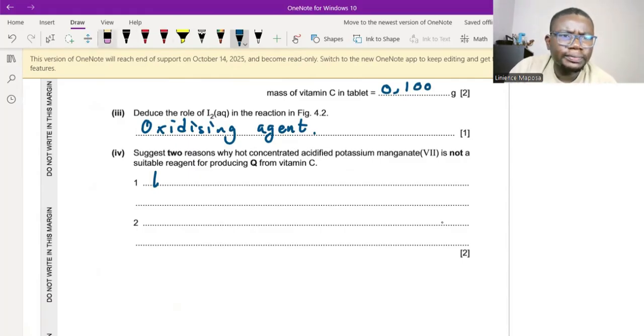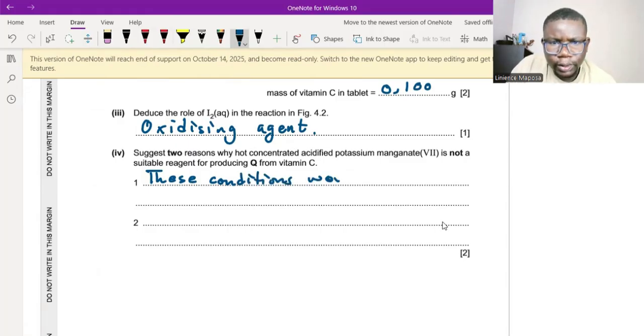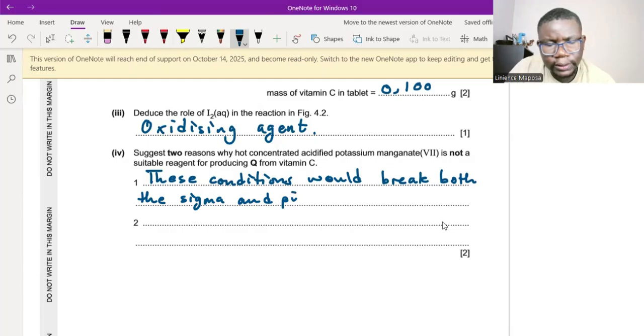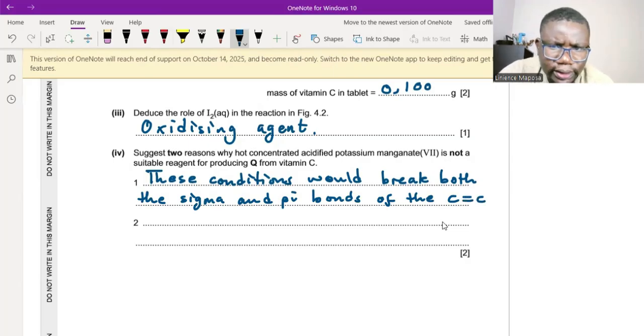So how do I start my answer? I want to write exactly what I just said now. These conditions would break both the sigma and pi bonds of the C to C double bond. Like that.